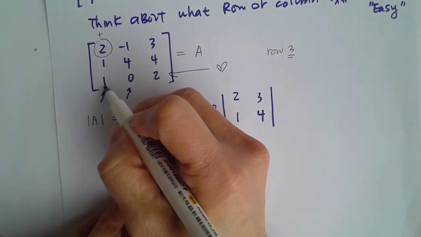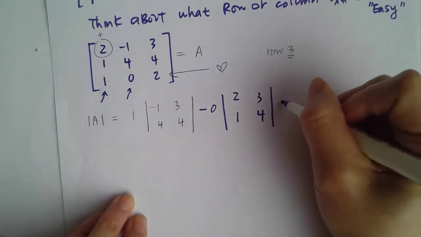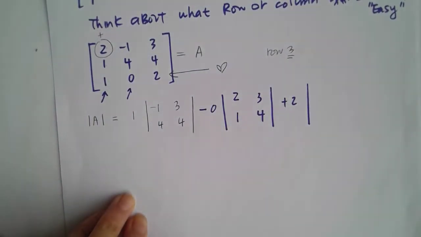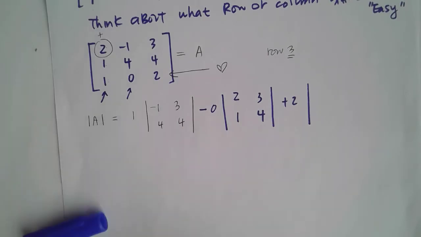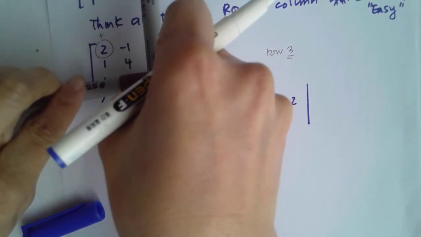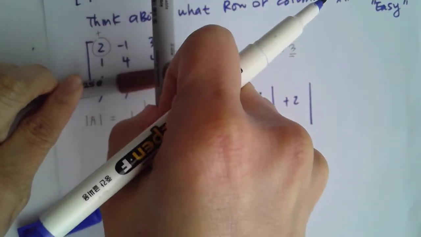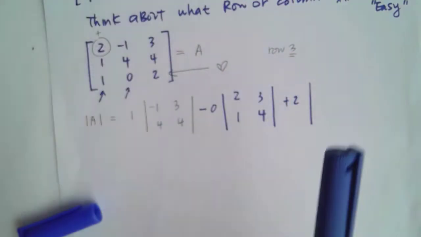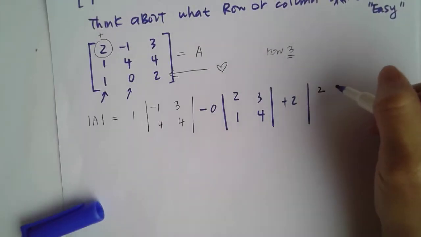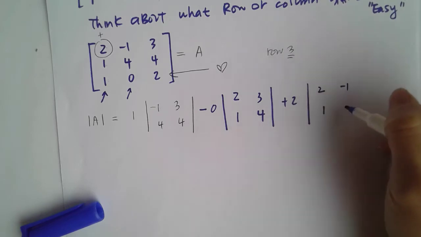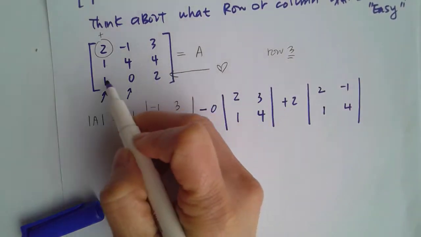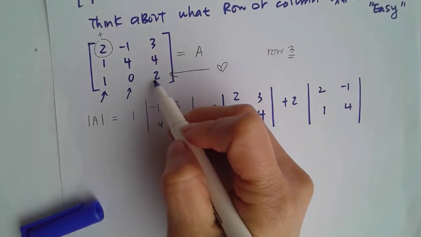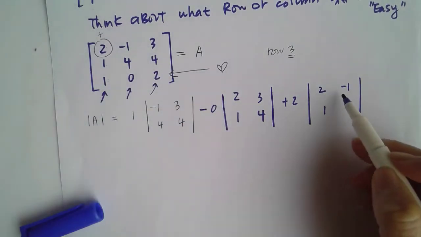Next one is going to be plus. So again, plus 2, and I cover every row and column that includes the 2. What am I left with? I'm left with 2, negative 1, 1, 4. So it's 2, negative 1, 1, 4, from every row and column that does not include this 2 here.